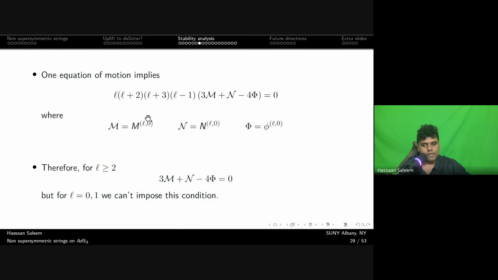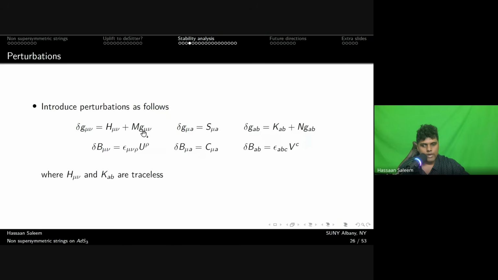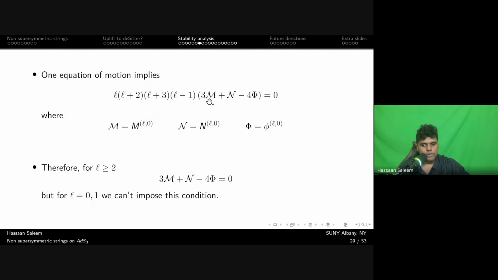Now, this curly M is just the modes of M. And what is M? If I remind you, M is just what appeared here in the trace part of the metric tensor. N is what appeared here in this trace part of the internal metric tensor, right? And phi is just a dilaton. So you get this equation where curly M is just the modes of M, curly N is just the modes of N, and this capital phi is just the modes of dilaton.